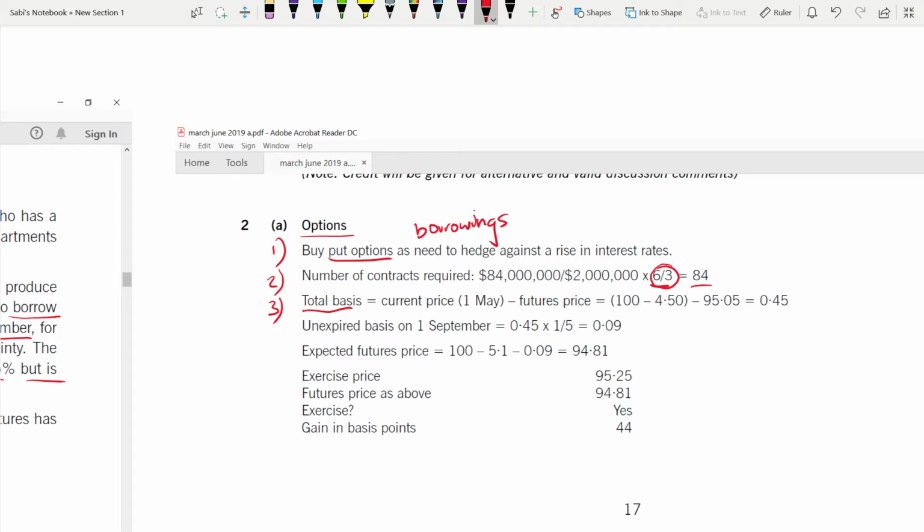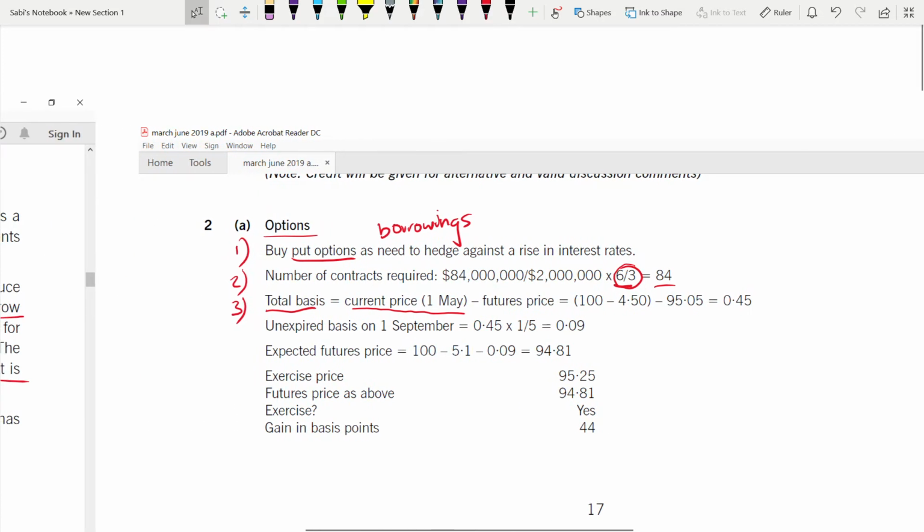Always start with what is the date today. They have told that today it is 1st May. So in front of current price, write the date also, like here they have written 1st May. Then you will understand which price you are taking. Don't just write current price, otherwise you will not know what to take. In front of that write the date. The date is today's date. Today is 1st May.